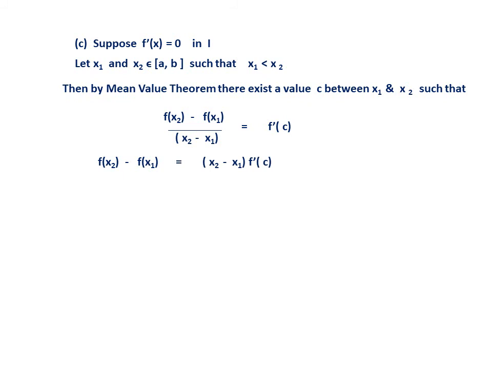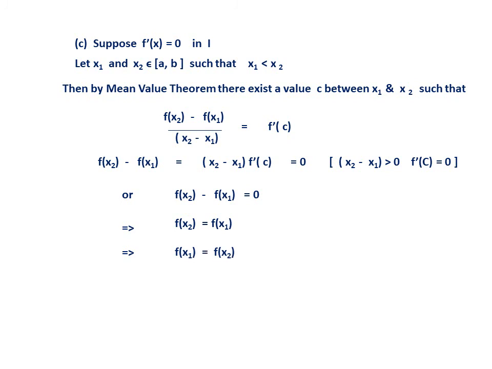But the condition is f dash x is 0 for all values, means it should be 0 for f dash C also. So this is 0 because f dash C is 0. Therefore f of x2 minus f of x1 equal to 0. This implies f of x2 equal to f of x1. And note here, x1 and x2 are any 2 points. That means f of x1 equal to f of x2, or f is a constant, because for any 2 points f of x1 equal to f of x2 means f must be a constant function. So this is the proof for the third part.